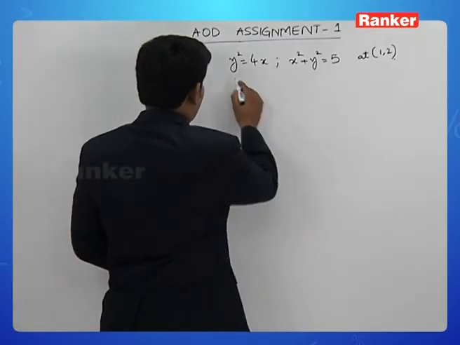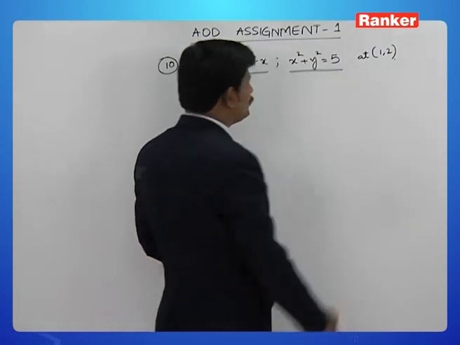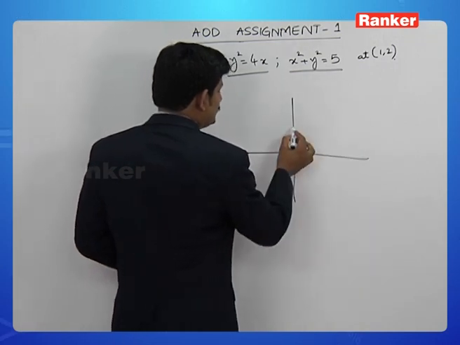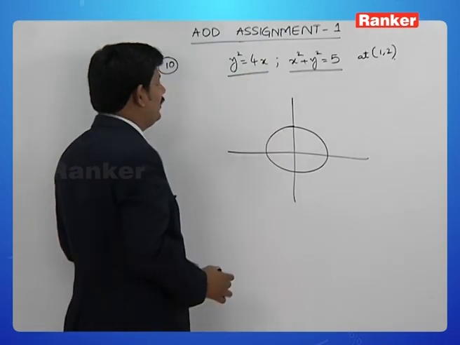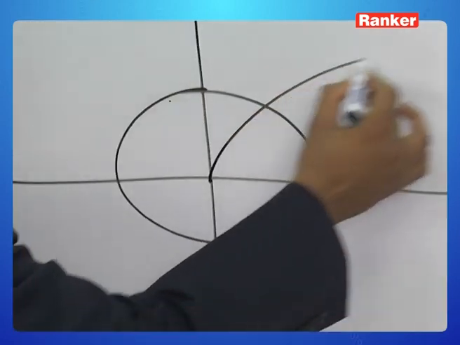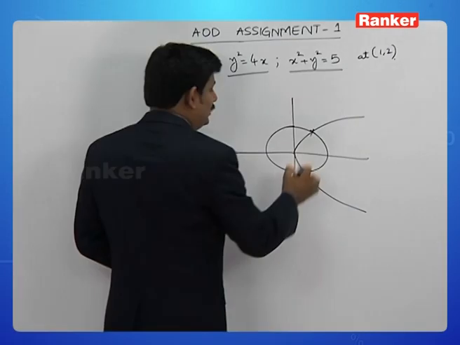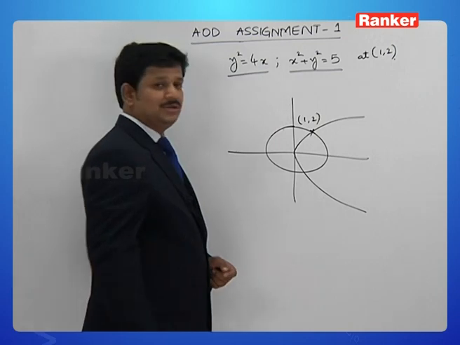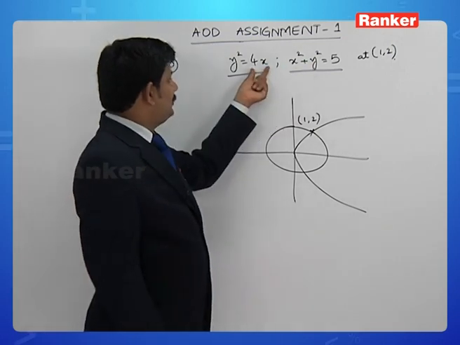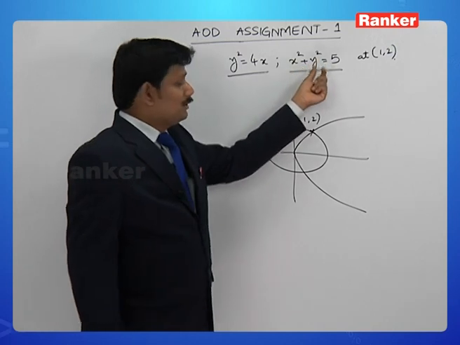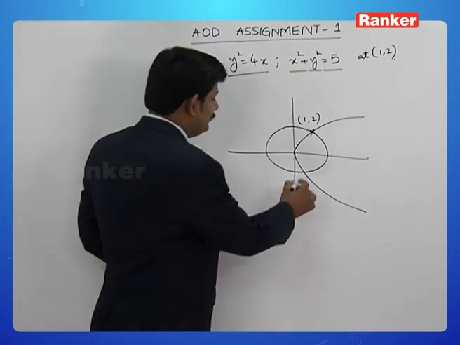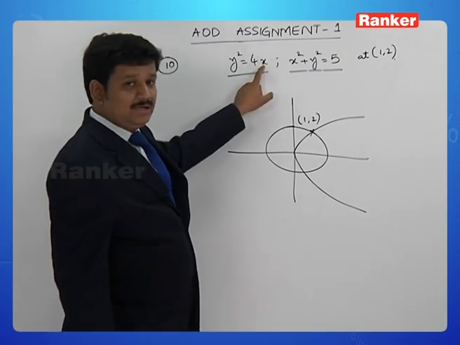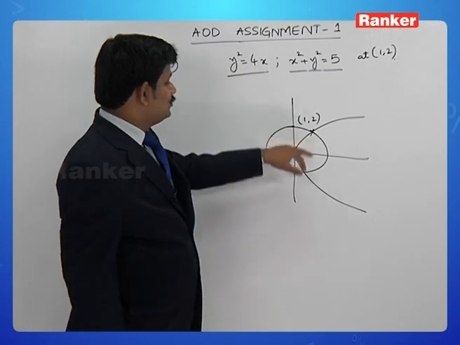We are given the curves y square is equal to 4x and x square plus y square is equal to 5. This is a circle centered at origin, and we have a parabola. In the question itself we are given the point of intersection as 1, 2, so we need not solve the curves. Otherwise, y square we would have replaced by 4x. We will get a quadratic equation in x. We will solve and get two values of x. The negative x we can ignore, and the positive value of x will give us two values of y.